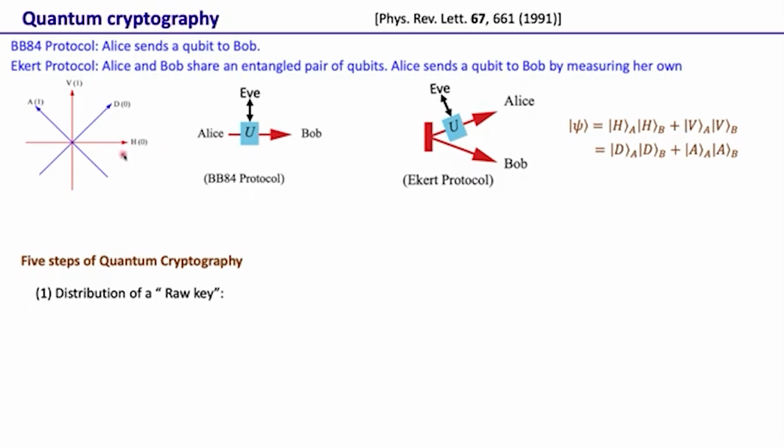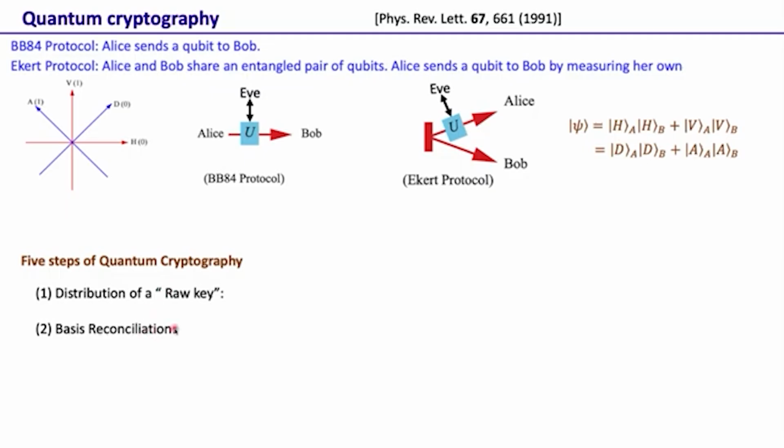So if Alice sends photons in the horizontal, as a horizontal photon, then we call it a 0, vertical photon is 1, diagonal photon is 0, and anti-diagonal photon is 1. So that they agree upon this nomenclature before the start of the protocol. Now the next step in quantum cryptography is what's called the basis reconciliation.